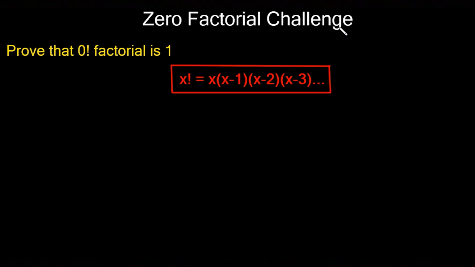Okay, so in this video, we're being asked to prove that 0 factorial is going to be 1. Now, in order to do this problem, you have to know what a factorial is. A factorial is simply when you start at a number and you multiply down all the way until you get to 1. So for example, 5 factorial is essentially the same thing as 5 times 4 times 3 times 2 times 1.